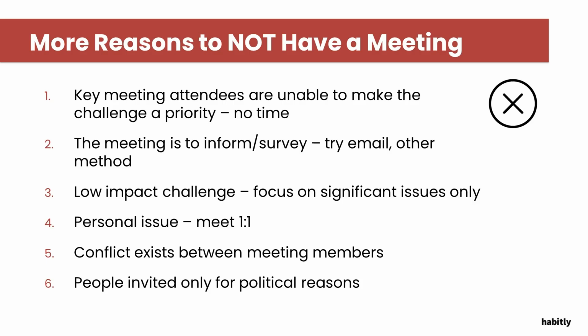Number five, conflict exists between meeting members. Well, that may bring some unnecessary drama into the meeting. So you need to get that resolved first, if at all possible. And number six, people are invited only for political reasons. Now, I mentioned this on the prior slide. I want to explain it. We don't need to invite people just to be nice or just for some political reason. We want people in that meeting that are going to have an impact, that are going to be energetic and involved and engaged to make a difference.